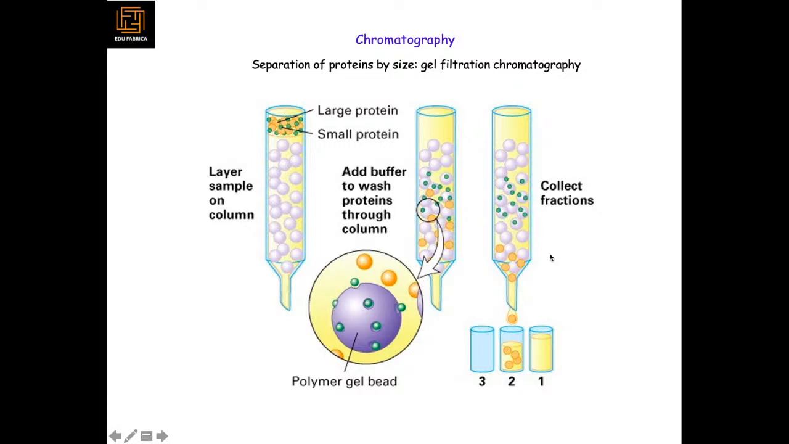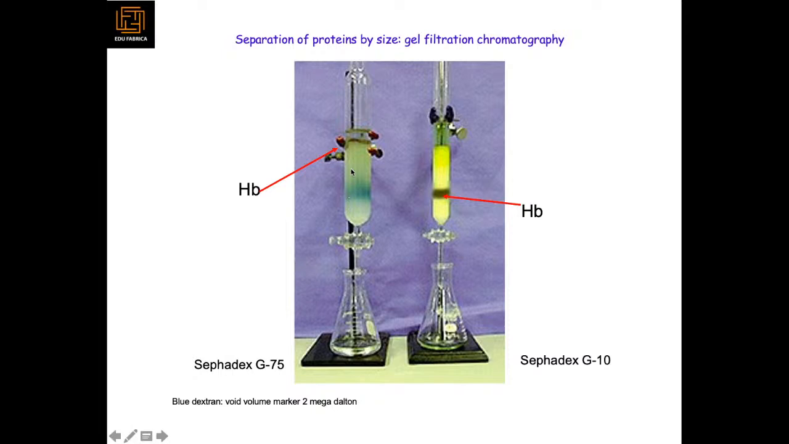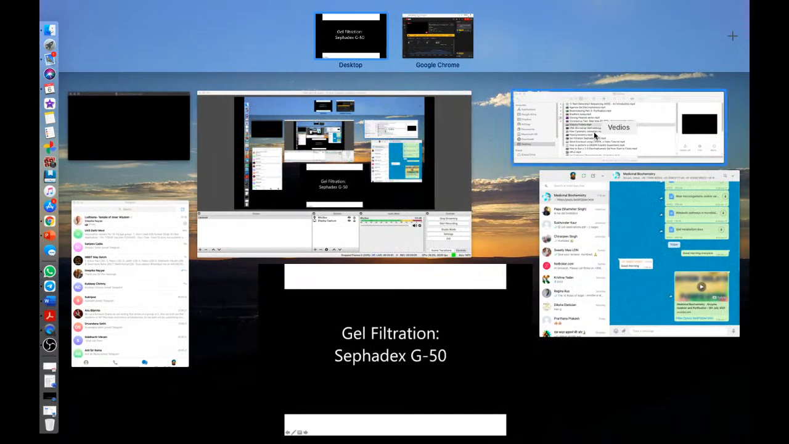We have different gels here, Sephadex G10, Sephadex G75, according to the density. Our material like hemoglobin, Hb, is being separated. Let's see how this gel exclusion chromatography takes place.